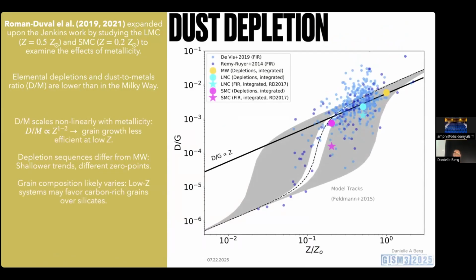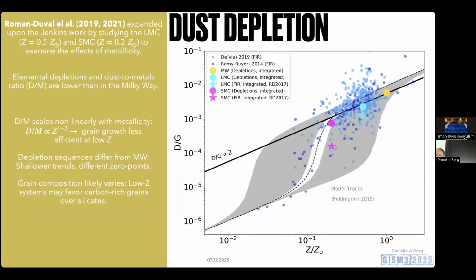at dust to gas and considering our dust to metals as well as a function of metallicity. What Julia found, I guess, is most important, is that it's nonlinear with metallicity. And so this implies that our grain growth might actually be slower at lower metallicity. I like to measure low metallicity galaxies. This is great news for me. I don't have to worry about the dust as much as I thought I did.